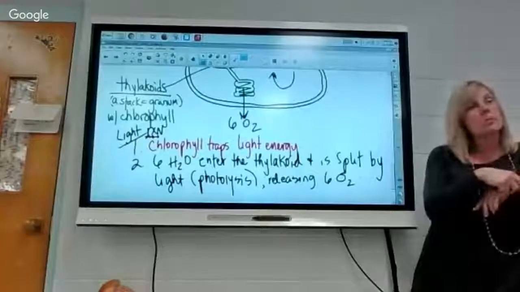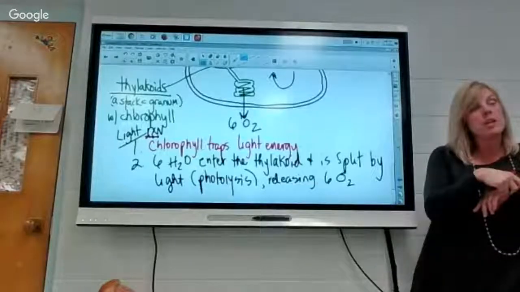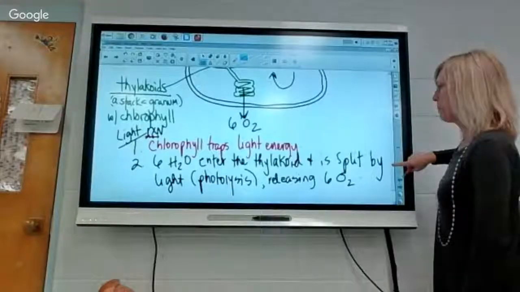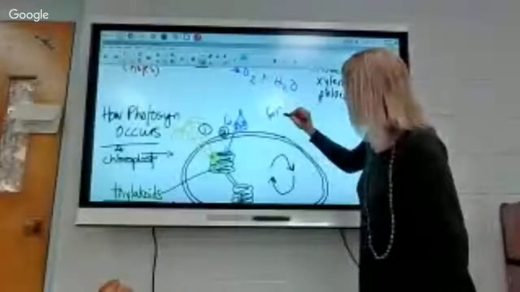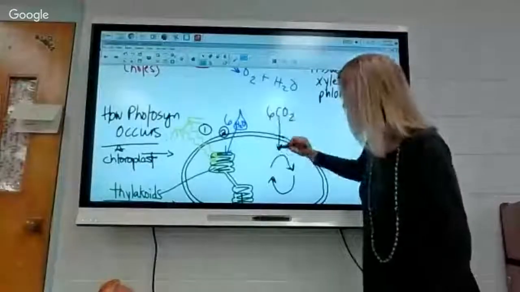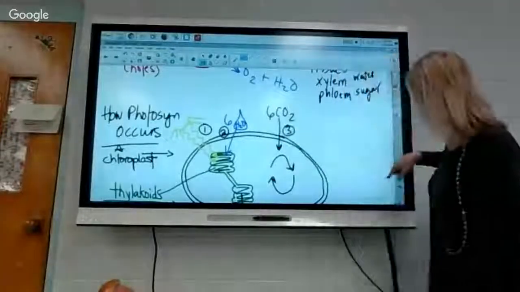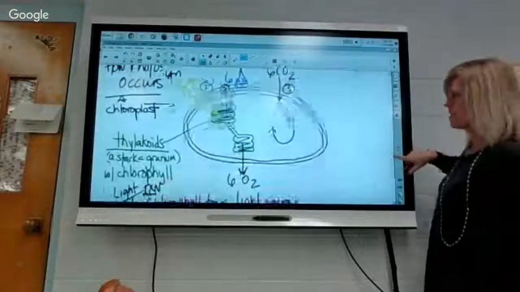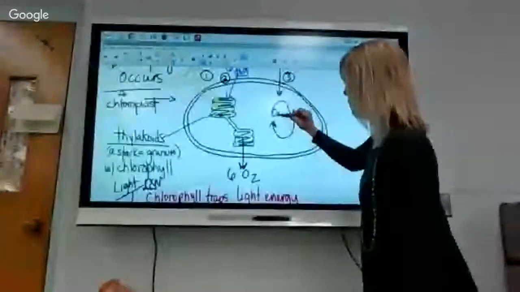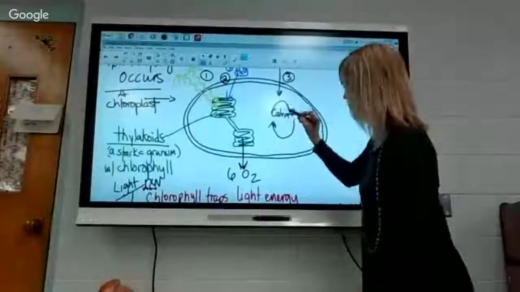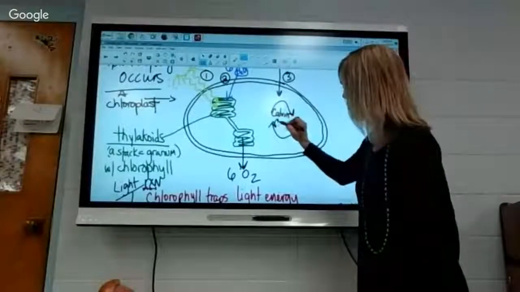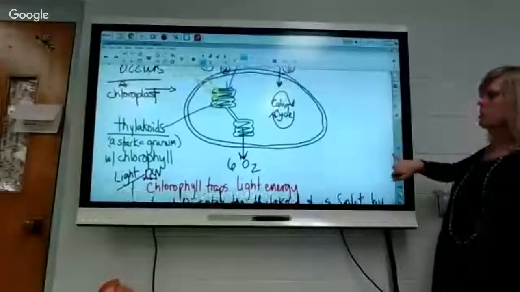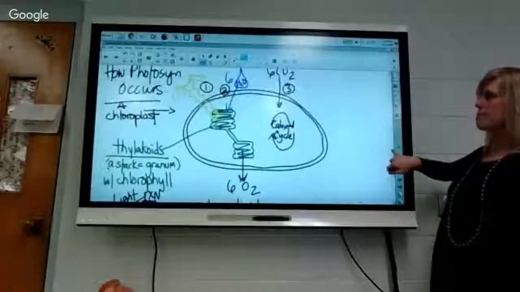Okay, so that starts part 3, the dark reaction, or step 3. So the dark reaction is going to take our CO2. Here's our third. And it goes into what we call the Calvin cycle. That's just another word for the fellow that discovered it. The Calvin-Benson cycle.